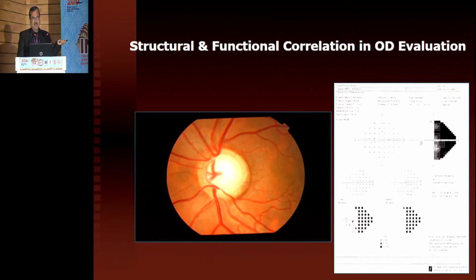This is the other eye. So always, with bitemporal pallor in the optic disc, subject that patient to visual field. You may get a structural and functional correlation by way of a neurological defect; it need not always be glaucomatous.